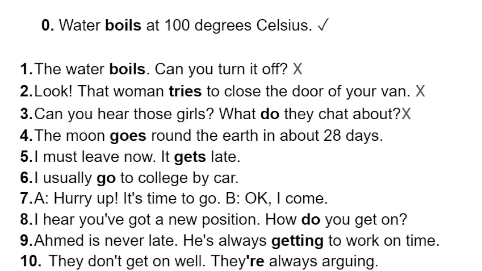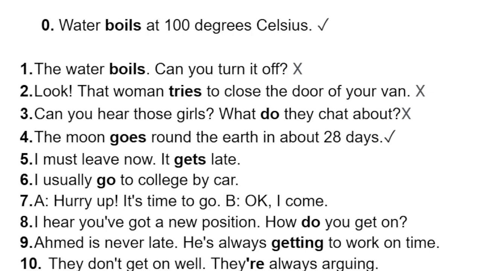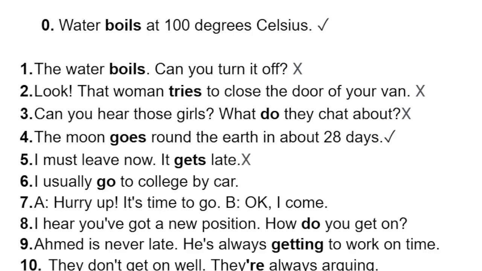Number 4. The moon goes round the earth in about 28 days. We know this is a general truth, so we use the present simple, and here the verb is correct. Number 5. I must leave now. It gets late. The clue is in the word now, and of course now means the present time. So the verb is wrong. It should read, it's getting late. It is getting late.